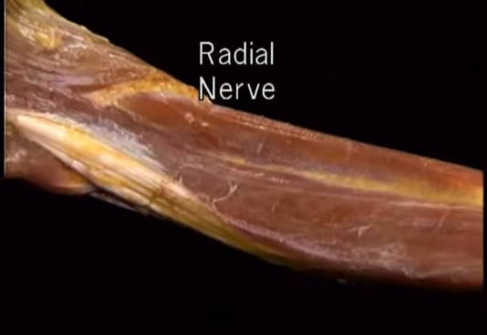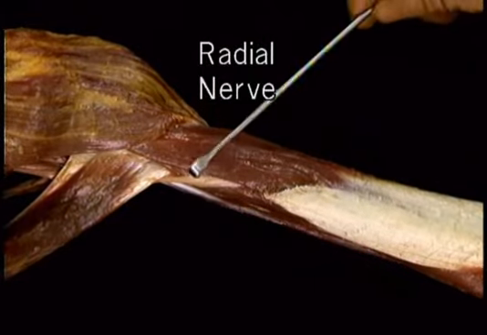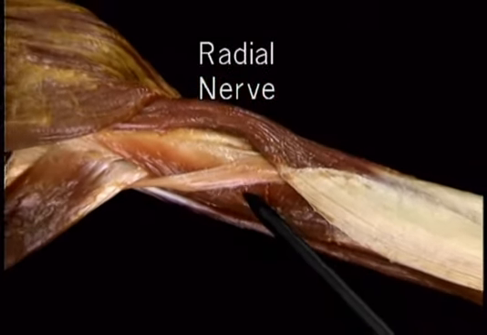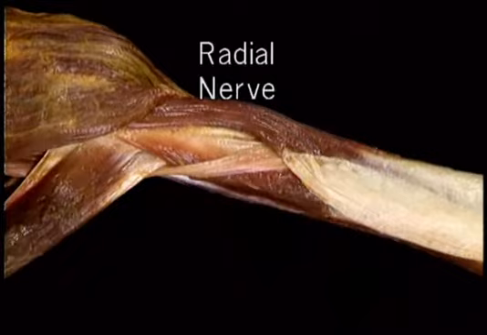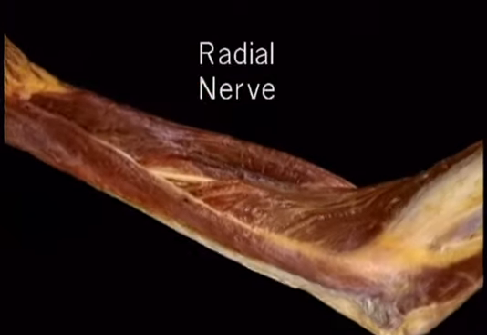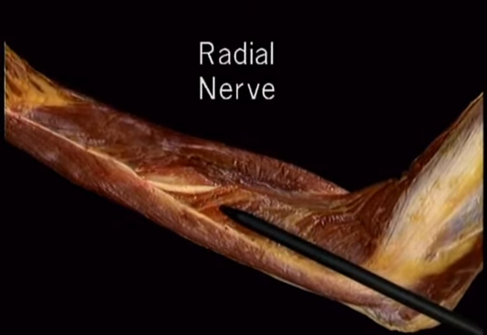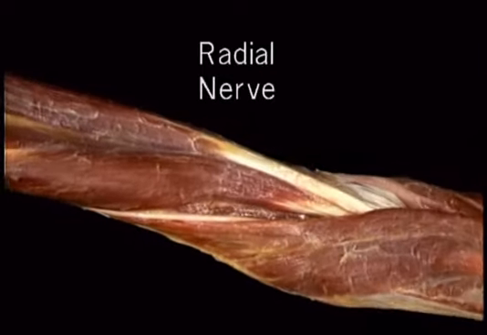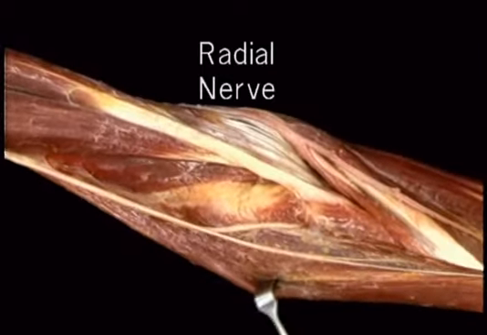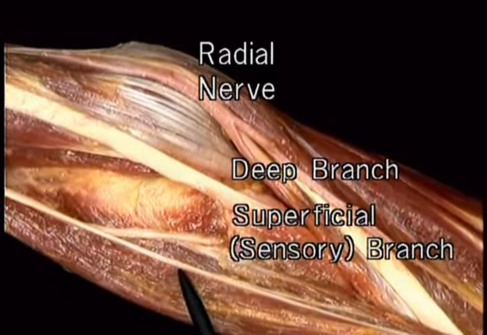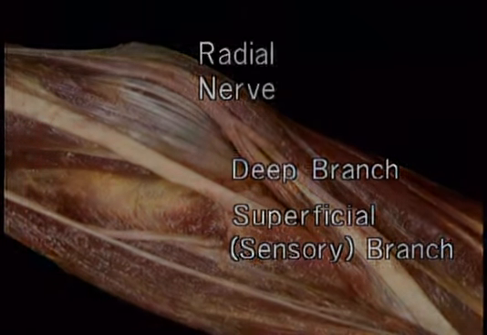To see where it goes next, we'll remove the long head of triceps. As the radial nerve passes round the humerus, it lies right on the bone. It runs between the medial and lateral heads of triceps, then runs beneath the lateral head to emerge here, still right on the bone, just above brachioradialis. Under cover of brachioradialis, it reaches the lateral epicondyle, where it divides into a deep or motor branch and a superficial or sensory branch. That's as far as we'll follow the radial nerve for now.